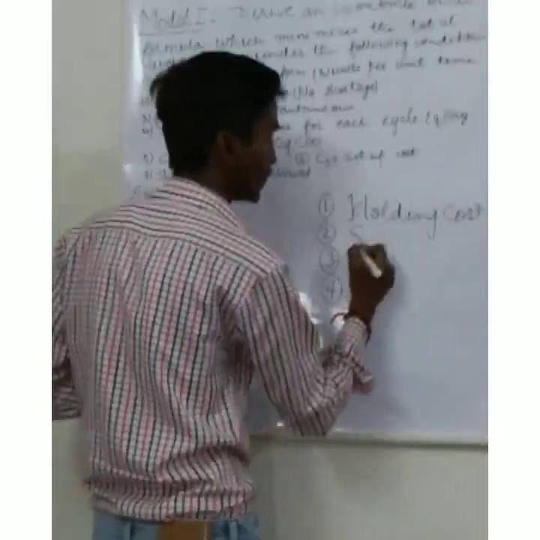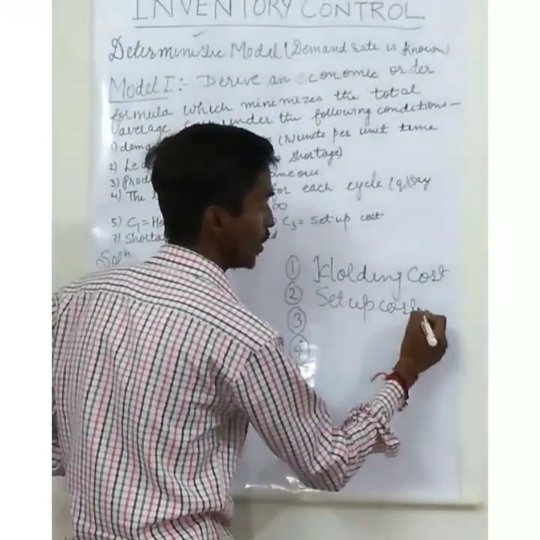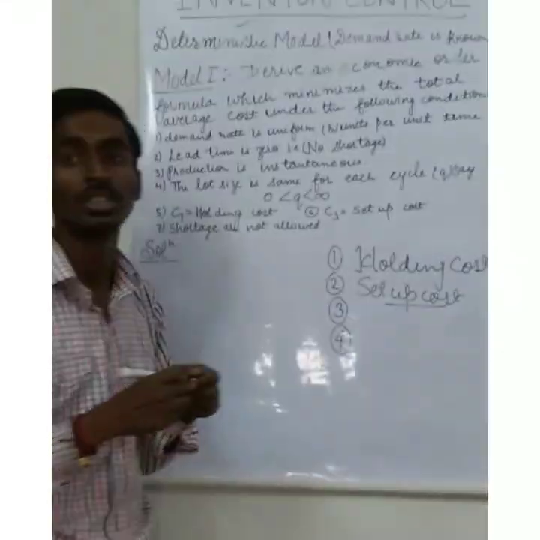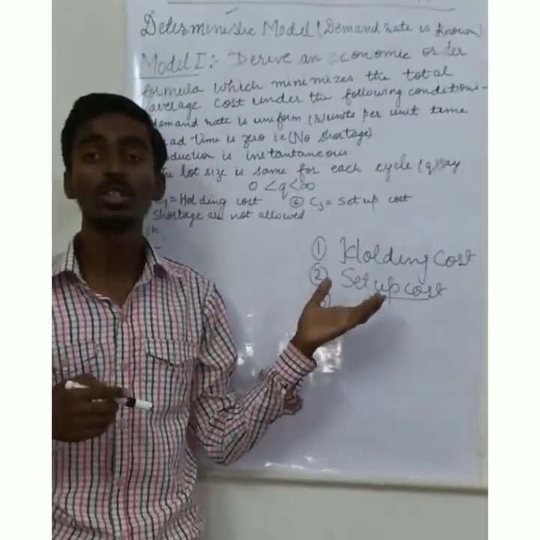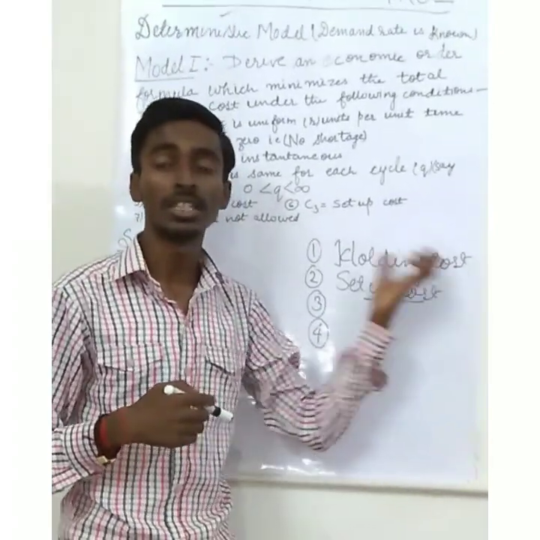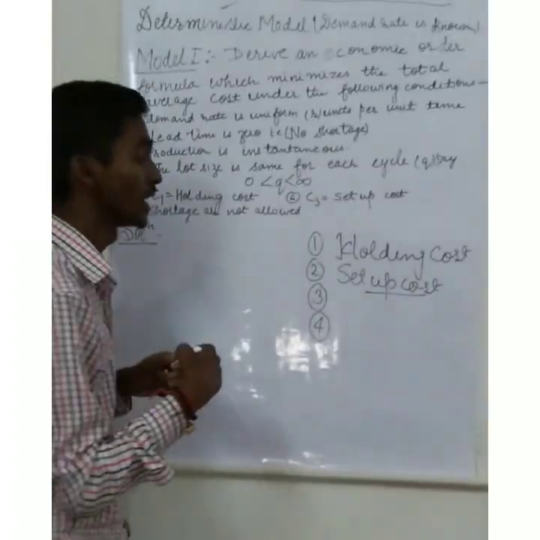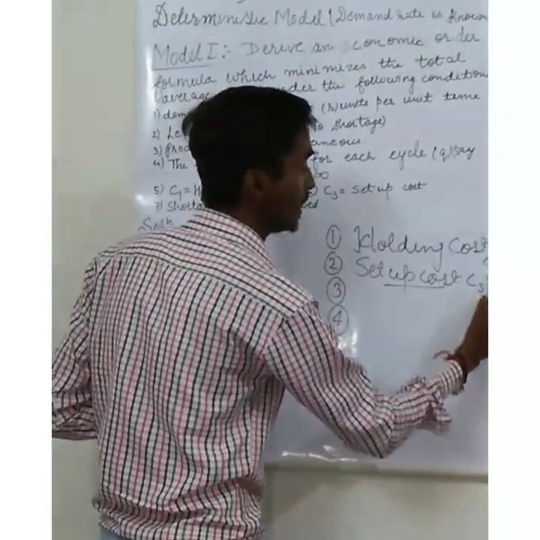Second one is setup cost. So what is setup cost? Setup cost is the cost which is used in setting up a business. This cost is also known as servicing cost. Holding cost is denoted by C1 and setup cost is denoted by C3.